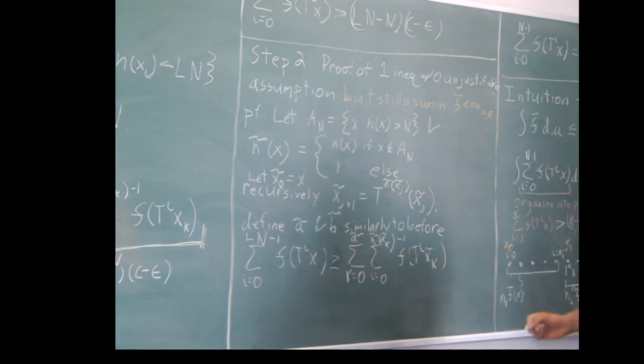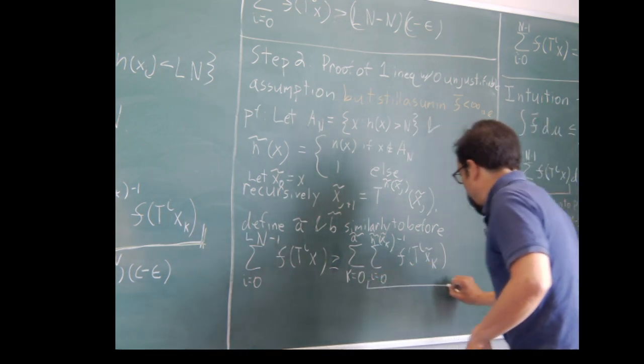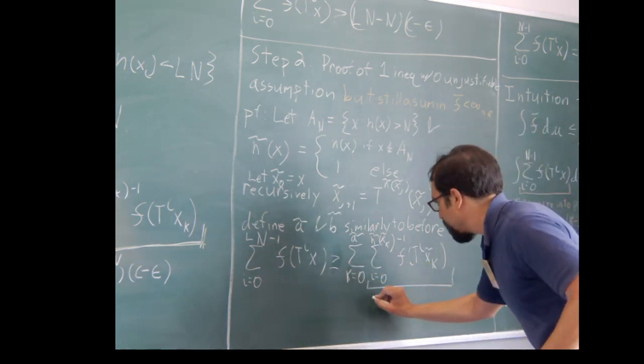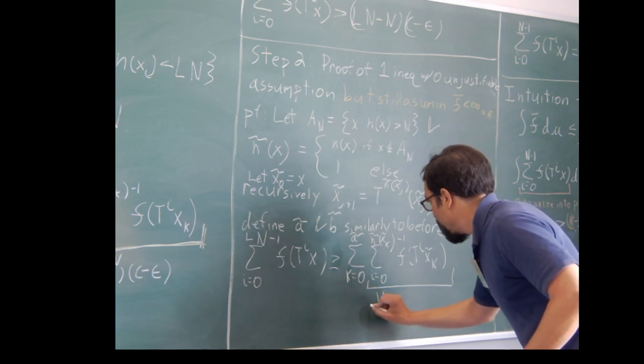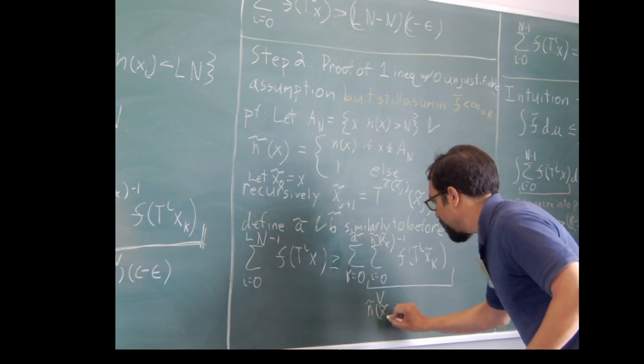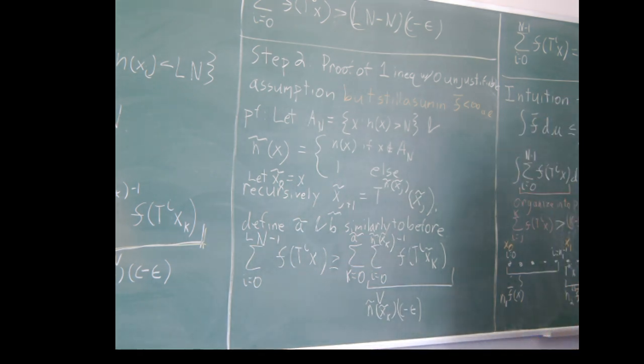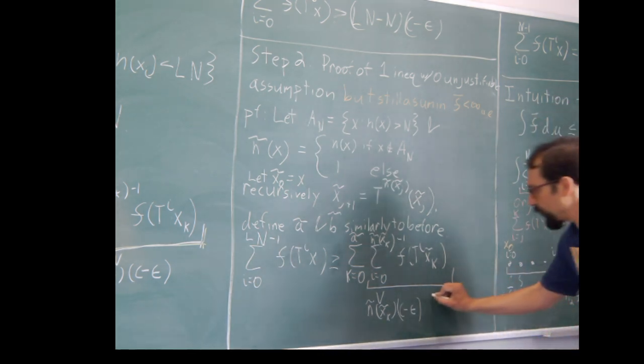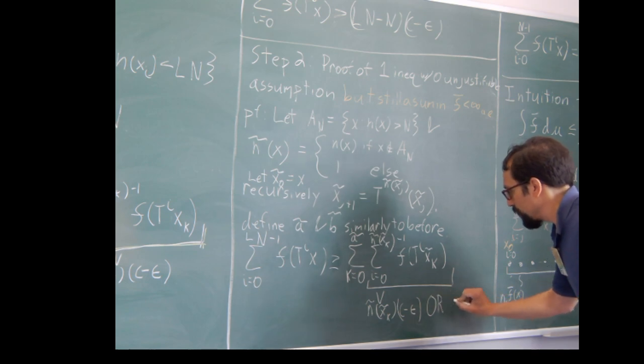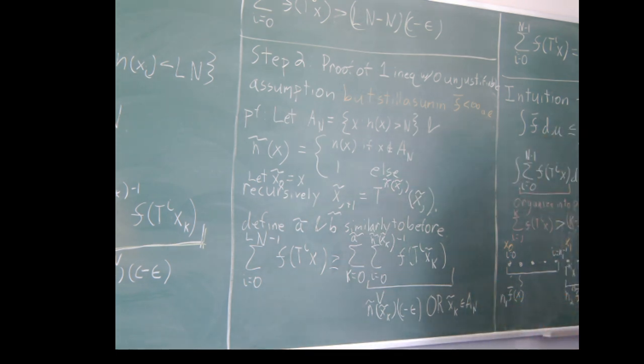Okay, so now I want to look at this object, and what I would like to say is that this is greater than n tilde of x tilde sub k times c minus epsilon. But that's not necessarily true. So I'm going to put OR in big capital letters: x sub k tilde is in A sub n. Everybody happy about that? Okay.